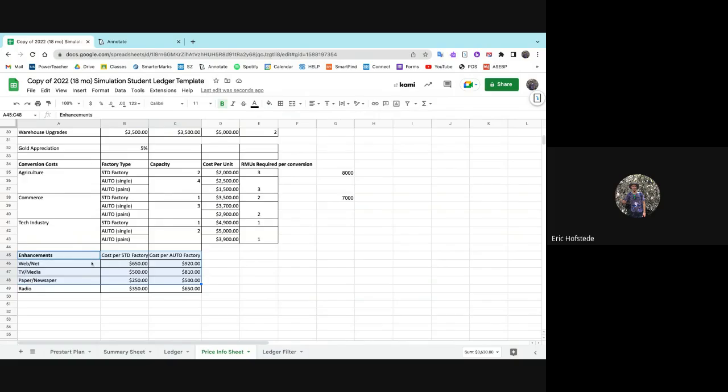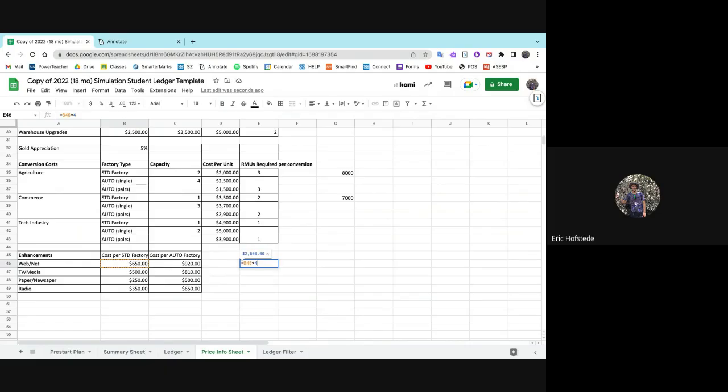Here are my costs. So I bought two WebNets. I have no auto right now, but I do have 4 standard factories. So I need to pay $650 times, well, I got 4 factories. All right, but I also bought 2 ads. So it's going to be charged per every factory, regardless of the type, regardless of what conversion form I sent it on. This is always every single standard factory in your possession and every single auto factory in your possession.